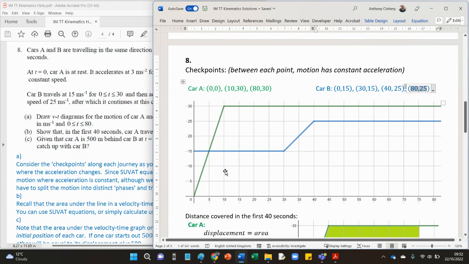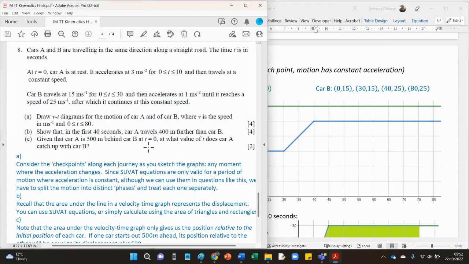Once I've got those points, I literally mark each one on the diagram and then join them up with straight lines. And that's my diagram. Ideally, I should label this with a t for the time axis and a v for the velocity axis. And then we get to the next part of the question.